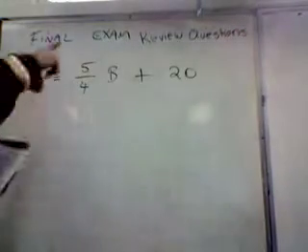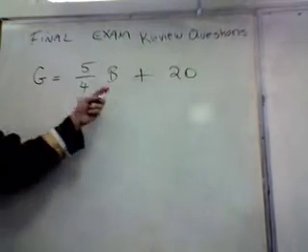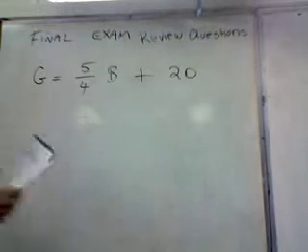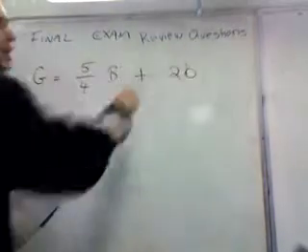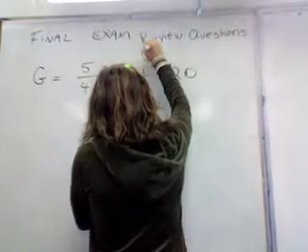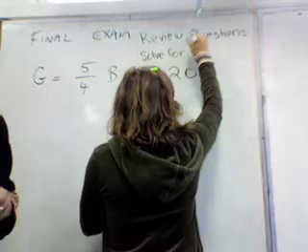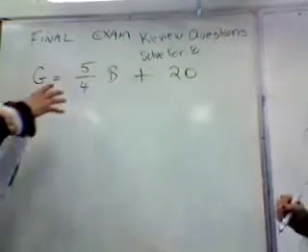Okay, so more final exam review questions. G equals 5 over 4b plus 20, and it asks you on this one to solve for b. So just put solve for b. You're solving for a variable that is not straightforward. How do you manipulate the equation so that you can find b?